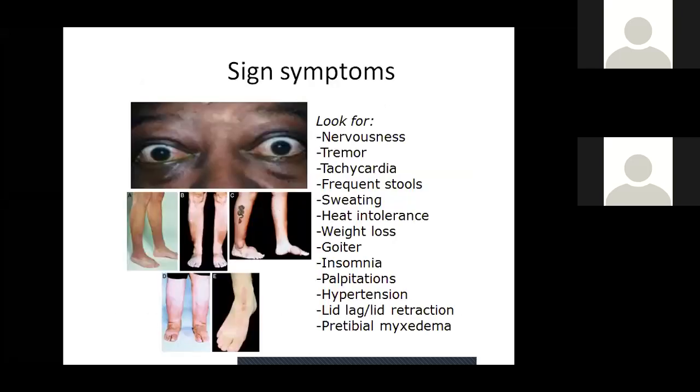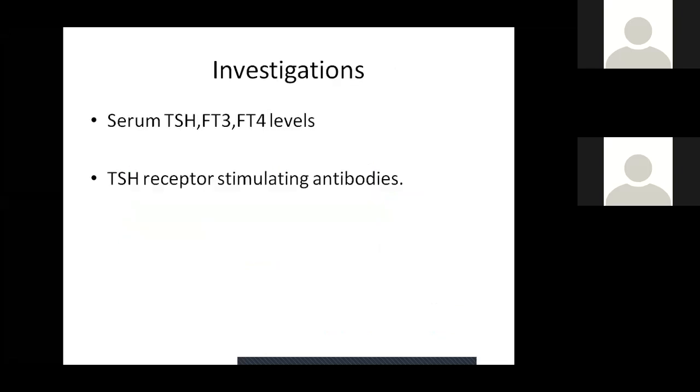These are the signs and symptoms of hyperthyroidism. We should look for nervousness, tremors, tachycardia, frequent stool, sweating, heat intolerance, weight loss, goiter, insomnia, palpitations, hypertension, lid lag or lid retraction or pretibial myxedema. And investigations are serum TSH, free T3, T4 levels, then TSH receptor stimulating antibodies. First, we go for TSH levels. If TSH levels are deranged, then we go for free T3, T4 levels. If they are still deranged, then we go for the TSH receptor antibodies to rule out the autoimmune disease.